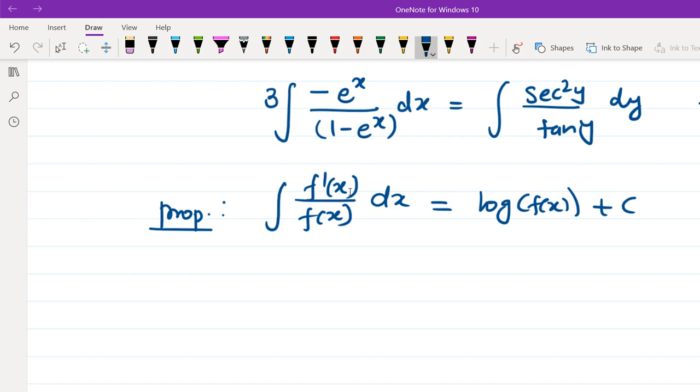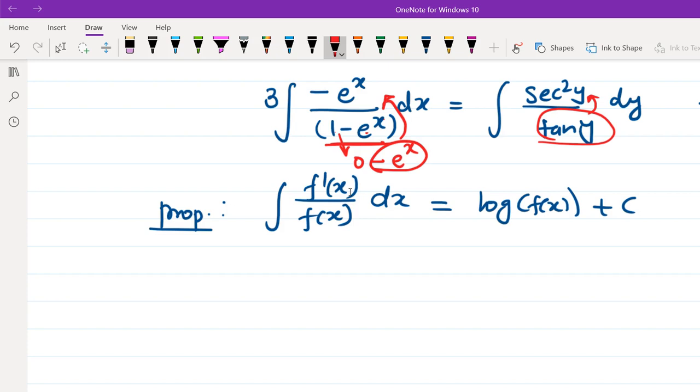So if I take the derivative of 1 minus e raised to x, the derivative of 1 is 0, minus as it is, and the derivative of e raised to x is e raised to x. So the final answer is going to be minus e raised to x, and it is present in the numerator. So it is of the form f dash of x upon f of x. Similarly, on the right hand side, we know that the derivative of tan y is sec square y, and it is present in the numerator. So yes, on both sides we can apply this property.